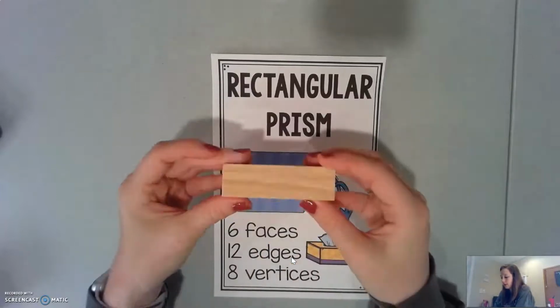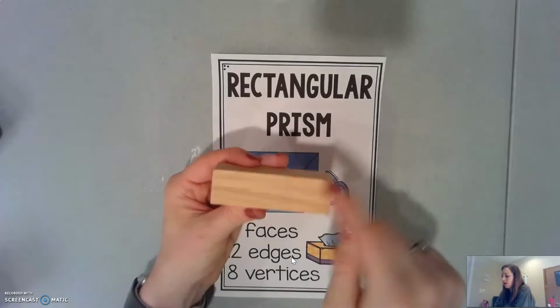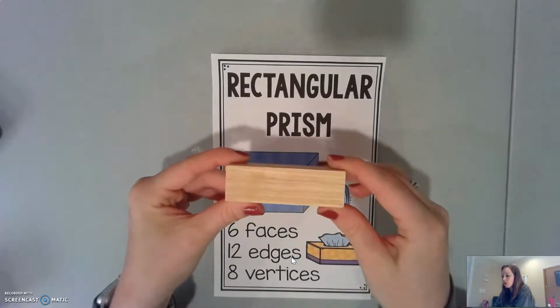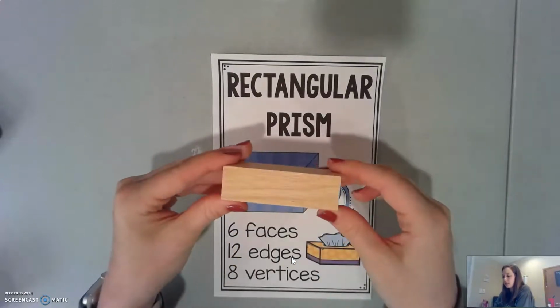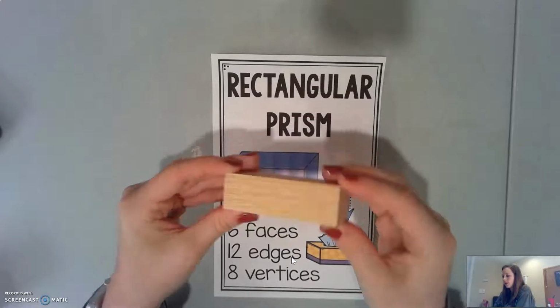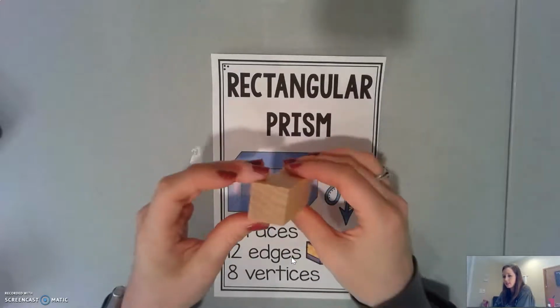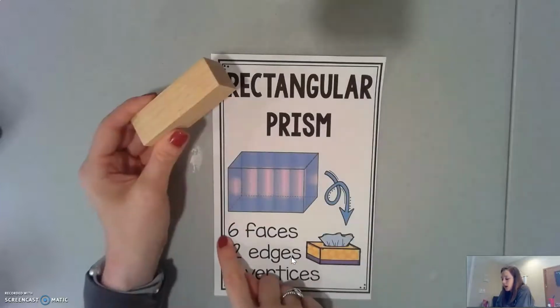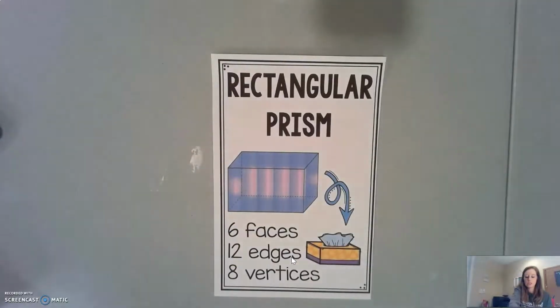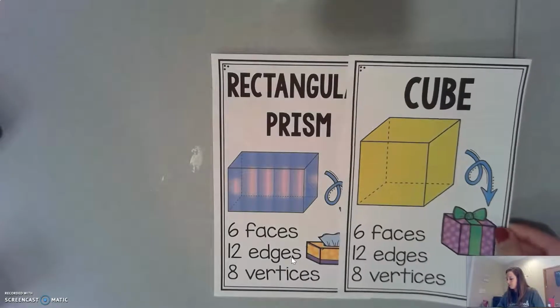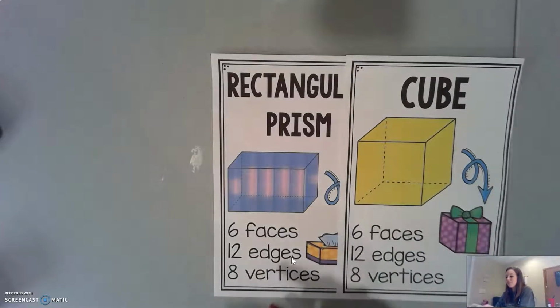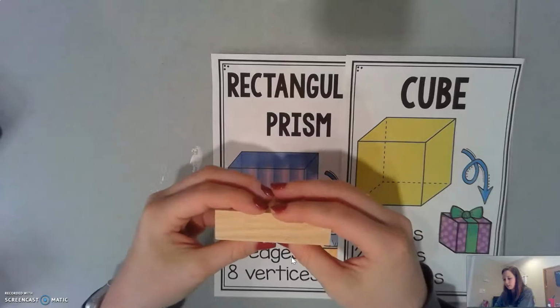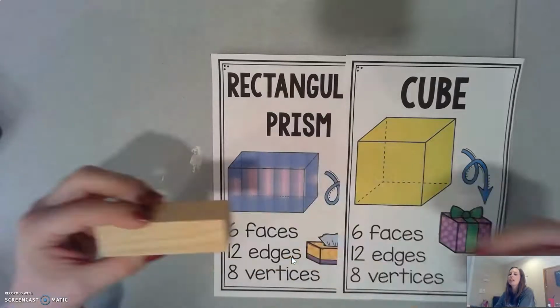Okay, let's count the faces. 1, 2, 3, 4, 5, 6. Excellent. So what do we notice about a rectangular prism and a cube? They have the same amount. A rectangular prism is basically if you just took a cube and stretched it out.